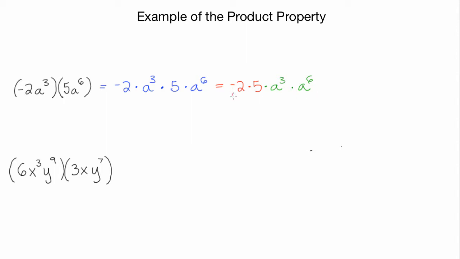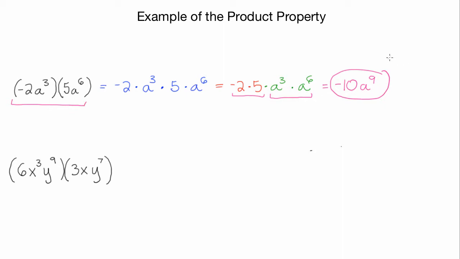So looking at this, negative 2 times 5, that's pretty easy. That's going to be negative 10. So I got negative 10 times, now let's look at our variable a. I've got a to the third times a to the sixth. Well, I can think about that as 3 a's times 6 more a's. Adding the exponents together, 3 plus 6 means I'm going to have a to the ninth. So we've just simplified this expression into negative 10 times a to the ninth power.